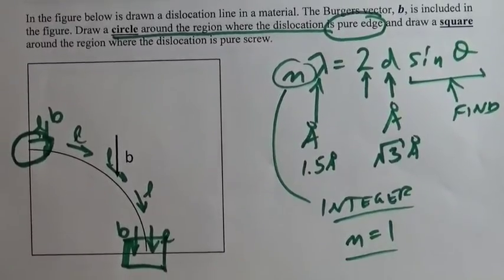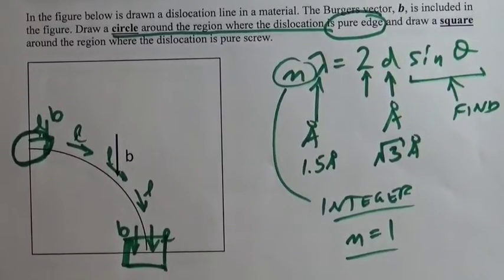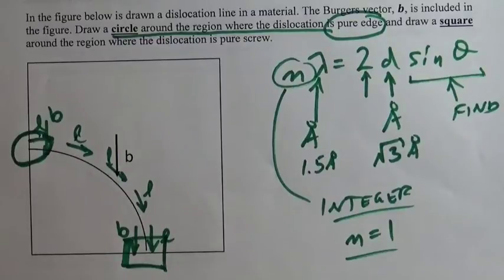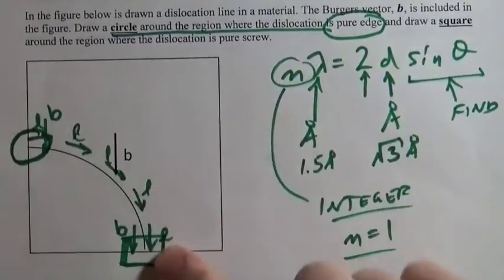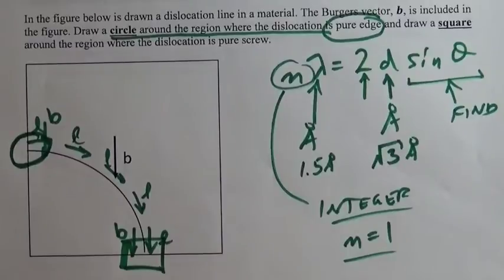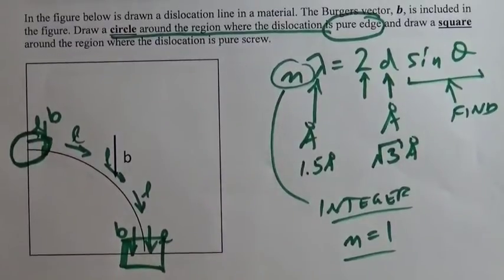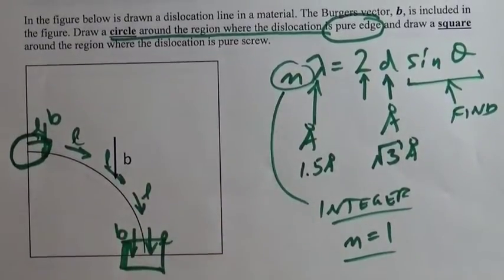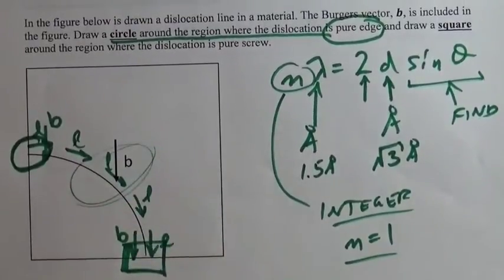So this type of problem is the type of problem I like on exams, because this simple problem itself shows that you understand the meaning of the line vector, the meaning of the Burgers vector, the relationship between the two, and the fact that you can get mixed edge and screw components in this whole region here.